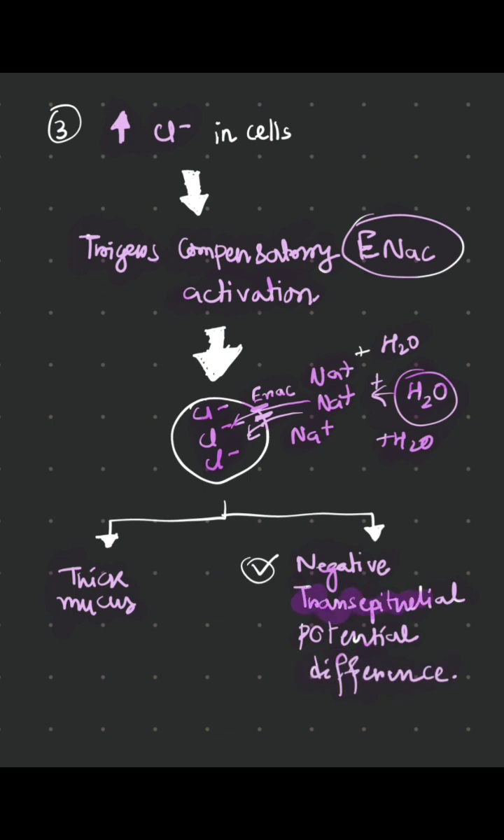So what is this trans epithelial potential? That means the potential difference of electrical charge between the outer environment of the cell and the inner environment of the cell, that is known as the trans epithelial potential difference. So it becomes more negative due to this.